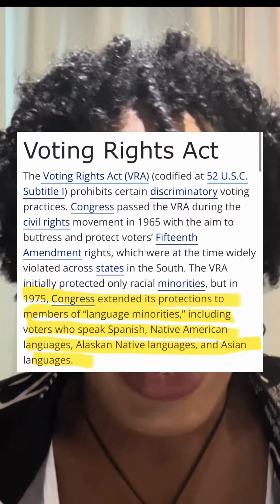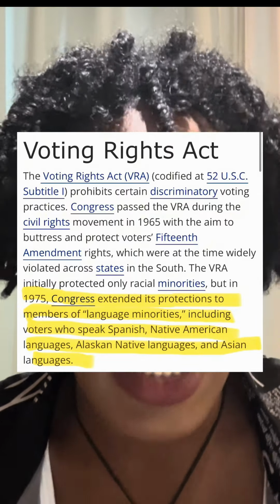Don't get it twisted. This was not just for African Americans. According to the National Archives, in 1975, a law was put in place that included language-speaking minorities. That includes Spanish speakers, Native American speakers, diverse Asian American or just Asian language speakers, and many other minorities that were being pushed aside from their voting rights just for racial discrimination practices to ensue.